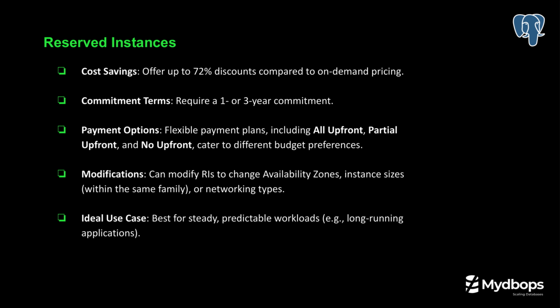Here we also get the option to change the availability zone, instance sizes within family, or networking types also. These are actually best for steady and predictable workloads, and we also saw in our case study that reserved model prices were comparatively very low than the on-demand ones, which we saw in our earlier slides. The comparison was there. So we also get flexible payment options with reserved instances, like paying all upfront, partial upfront, or no upfront, each option with its own discounts.